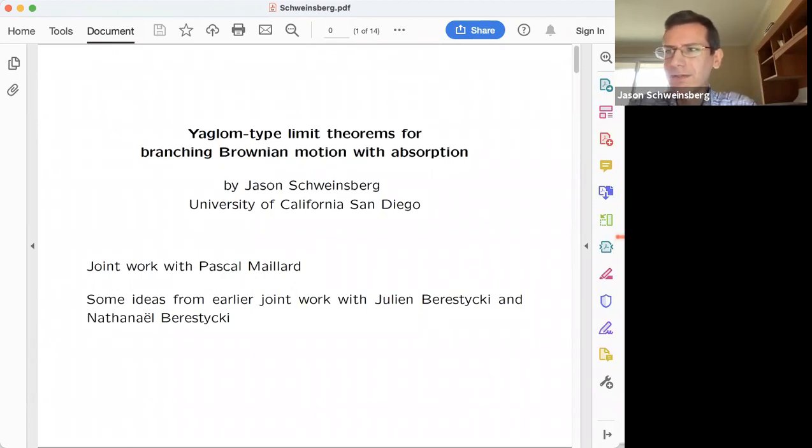I'm going to talk about some Yaglom-type limit theorems for branching Brownian motion with absorption. This is based on joint work with Pascal Maillard, and I want to acknowledge also that some of the tools that we used originated in earlier work with Julien and Nathanaël Berestycki.